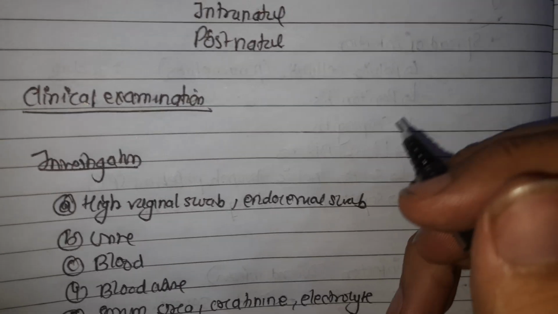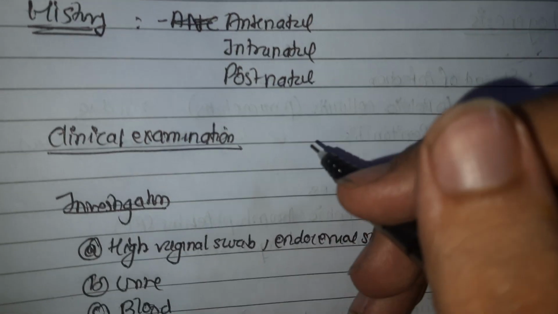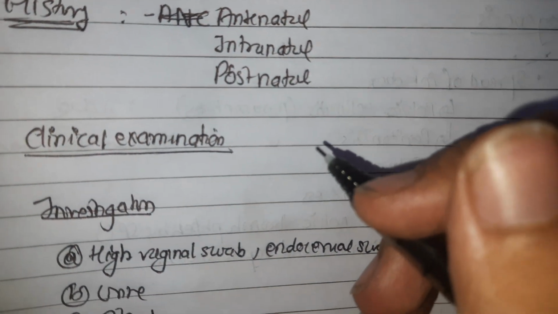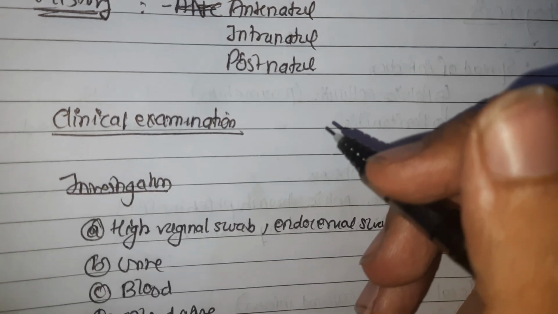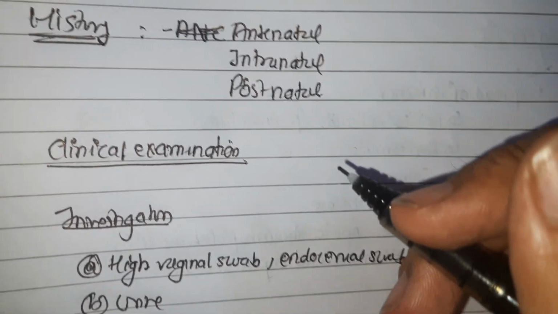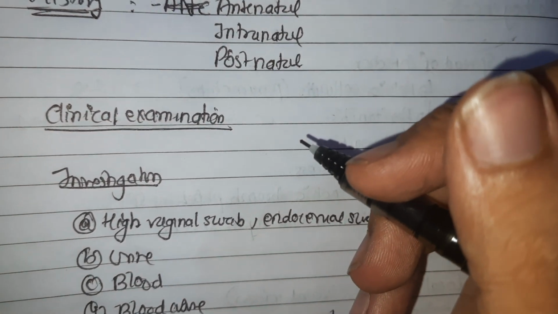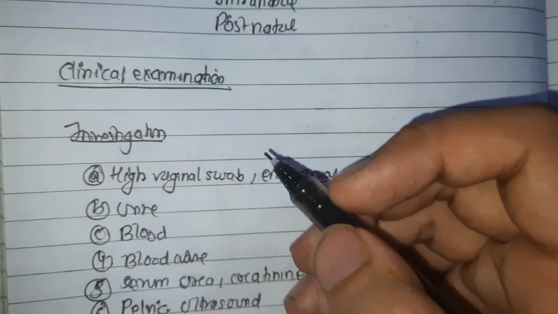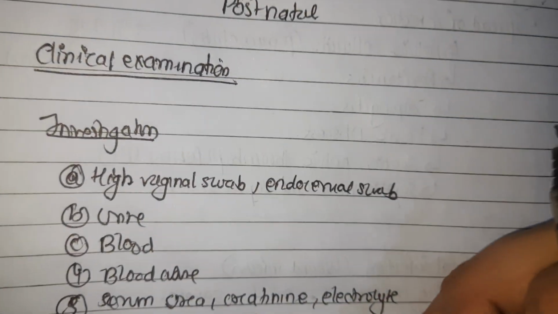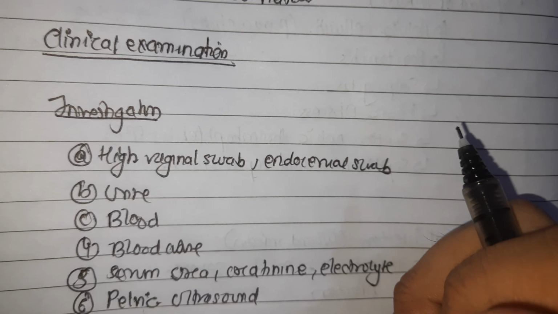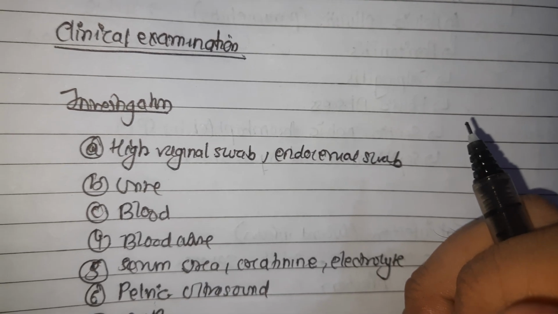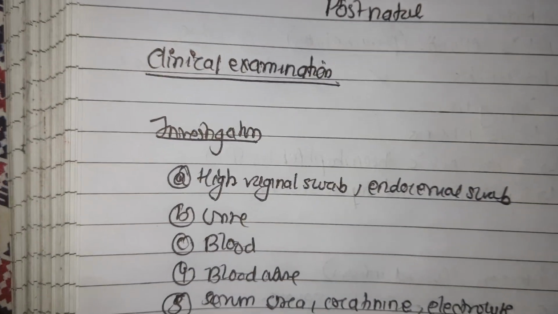And the clinical examination includes thorough general physical and systemic examination. The abdominal and pelvic examination are done to note the involution of genital tract and locate the specific site of infection. The legs should be examined for thrombophlebitis or thrombosis. And the investigations include high vaginal swab or endocervical swab for culture in the aerobic and anaerobic media, and the sensitivity test to antibiotic.